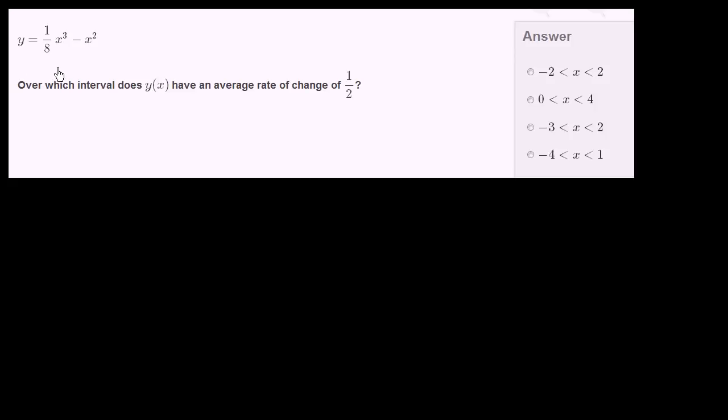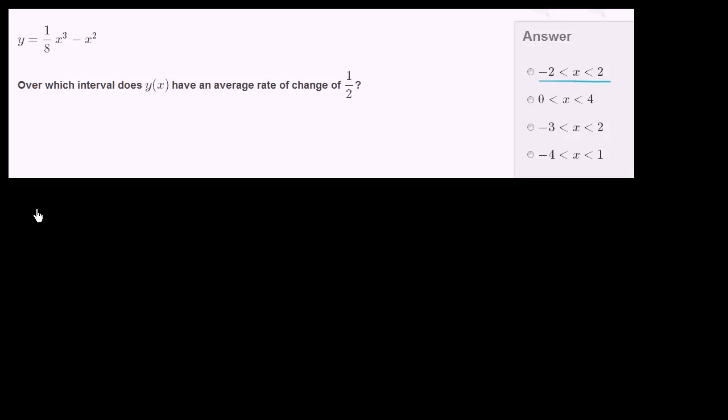y equals 1/8 x to the third minus x squared. Over which interval does y of x have an average rate of change of 1/2? So let's go interval by interval and calculate the average rate of change. So first, let's think about this interval right over here.